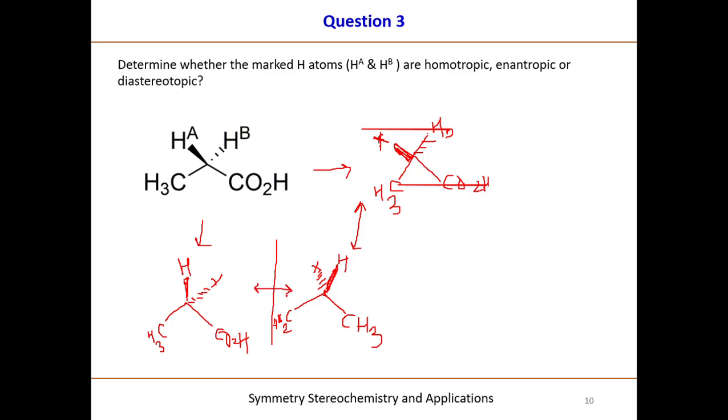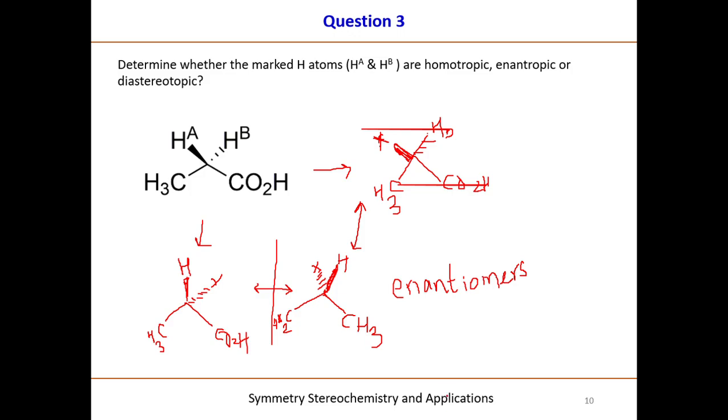That means they are non-superimposable mirror images of each other. These two molecules are non-superimposable mirror images of each other. That means they are enantiotopic. HA and HB are enantiotopic in this molecule, and the molecules are enantiomers because they give non-superimposable mirror images of each other. Okay, I hope all of you are clear here.